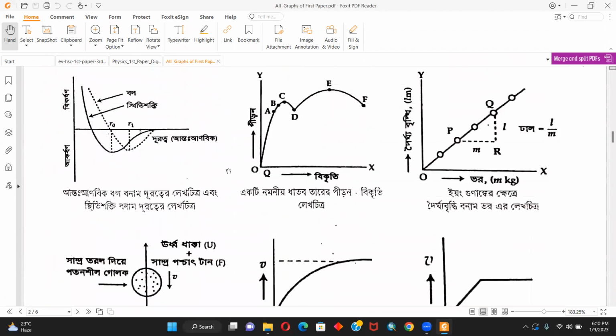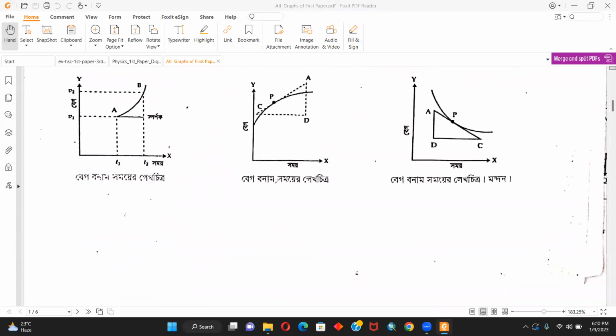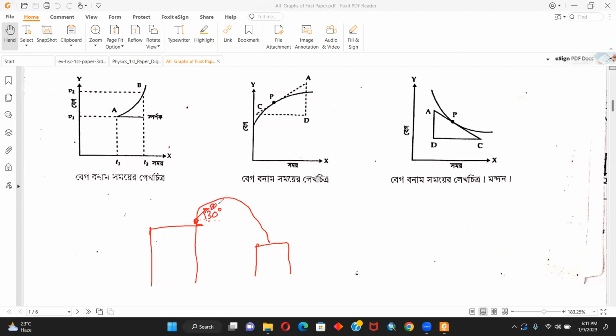Let me give you some scenarios. For instance, say this is a particular height of a building, and I throw an object from the tip of this building. It will reach somewhat like this, at this point. Now, say I have given you the angle at which it is thrown, say 30 degrees, and the velocity is 20 meters per second.